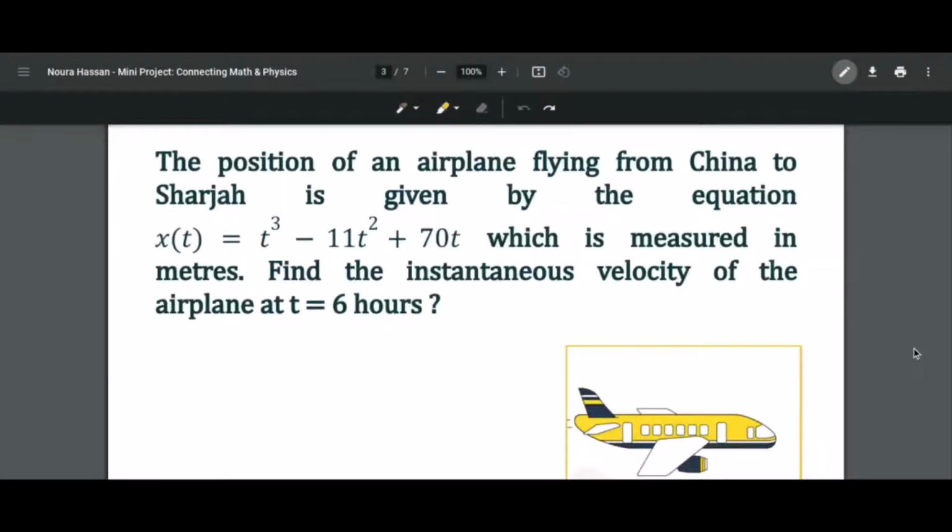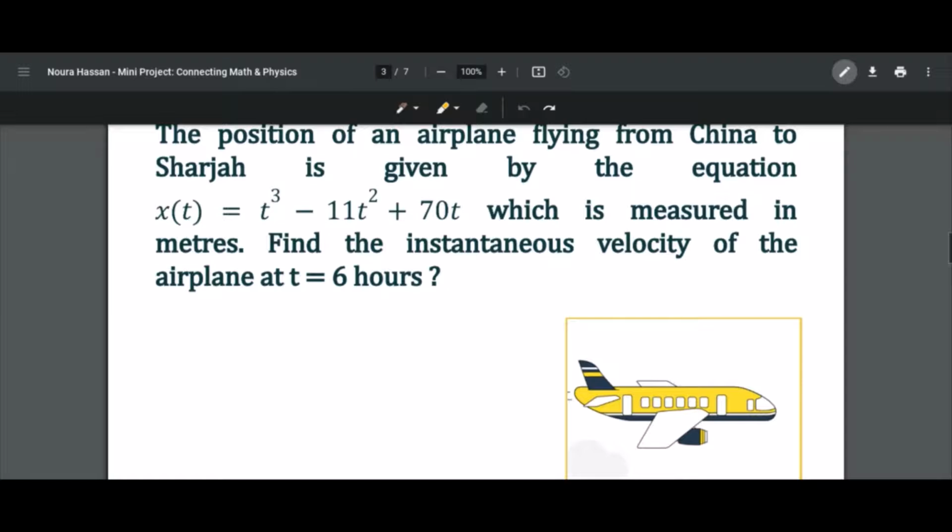Position of an airplane flying from China to Sharjah is given by the equation x of t equals t cubed minus 11t squared plus 70t, which is measured in meters. Find the instantaneous velocity of the airplane at t equals 6 hours.